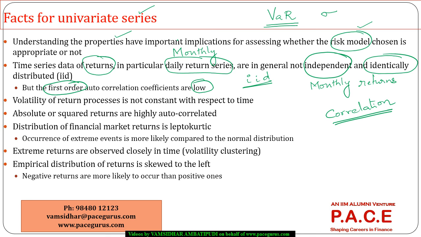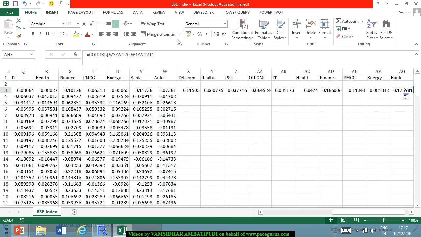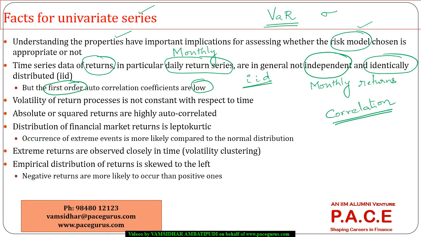I'll come to the R implementation once I complete this. As I talk about this theory, I'll do the Excel implementation, and we'll do a full-fledged R implementation once we are done with the theoretical as well as the Excel based understanding. So here we are able to show that some level of autocorrelation exists, but it is not very high. You find that the autocorrelation values are much lower.